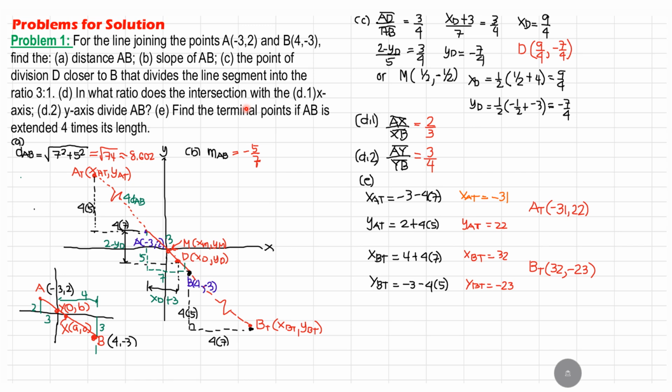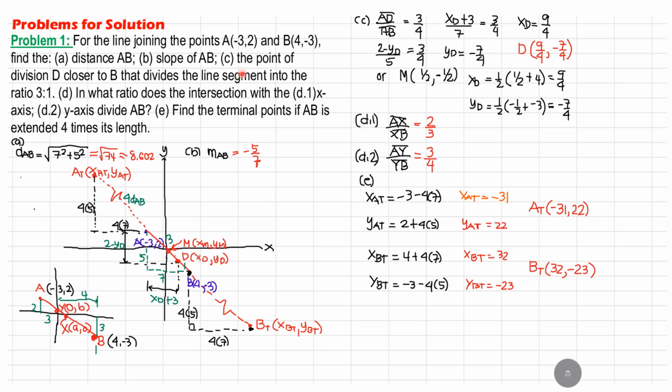subscribers, students, and viewers. Here is a video about solutions to plane analytic geometry 1. So here we go. For the line joining the points A (-3, 2) and B (4, -3), find the distance AB.